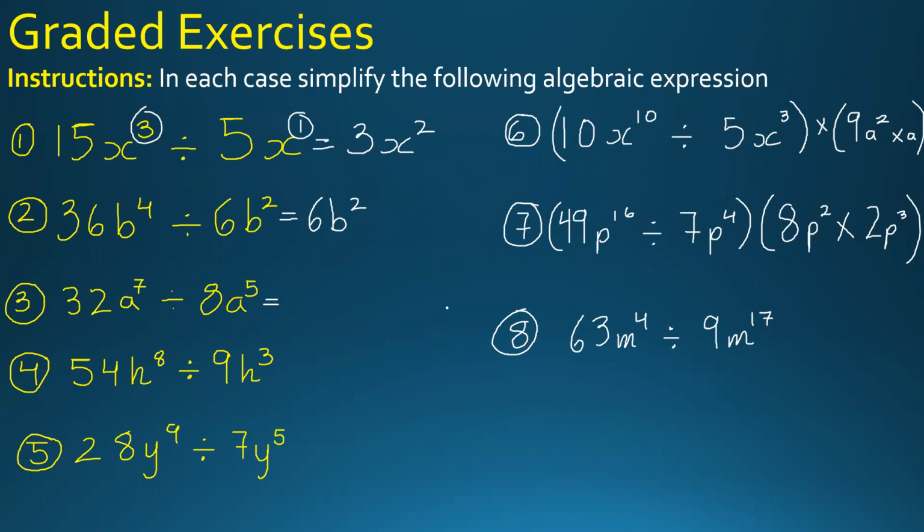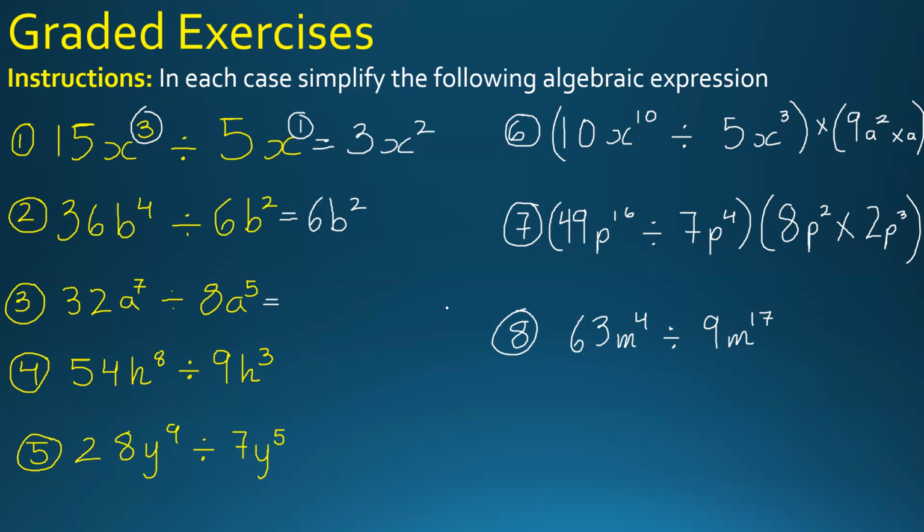Okay. All right. So number 3, first you group the numbers. It'll be 32 divided by 8. And then you group the letters: A to the power of 7 divided by A to the power of 5. Okay. And then you bring everything down. So the answer is 4A, and then the power of 7 take away 5.